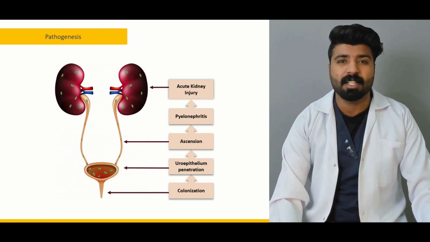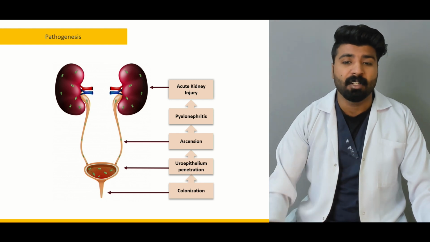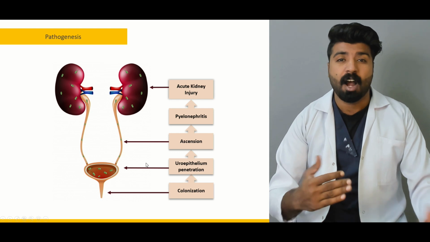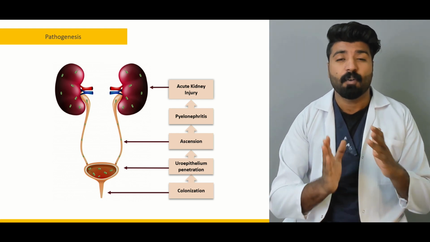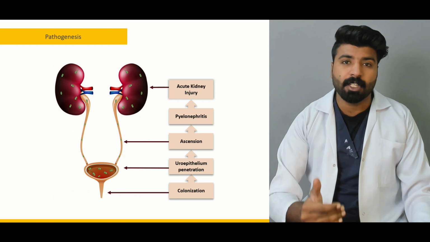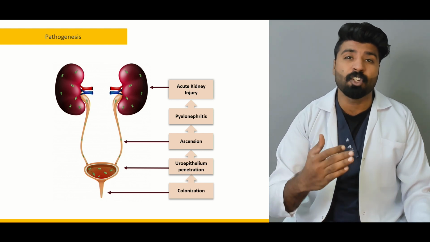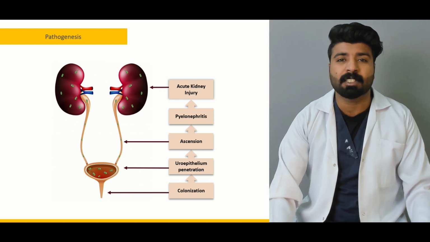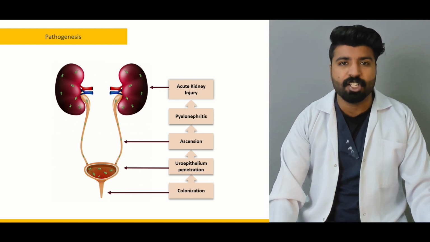Now, this is the pathogenesis. How these organisms get there, they colonize, they ascend, they get into the bladder. After getting into the bladder, what do they do? They penetrate the uroepithelium. Afterwards, they ascend towards the kidneys. And in the kidneys, they cause pyelonephritis, or in some cases, it can also cause acute kidney injury.